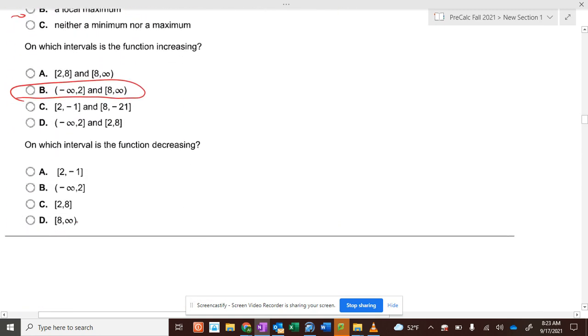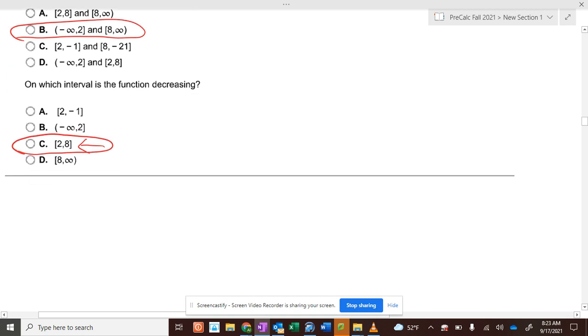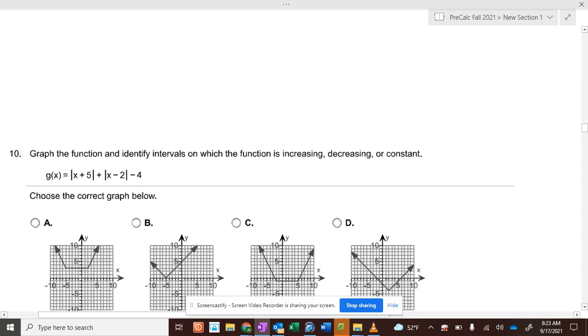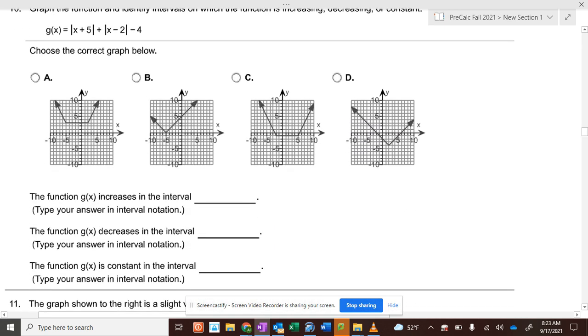No, I don't agree with that. I do not agree with that, but that's the answer we have to go with. You know why I don't agree with that? Because it's brackets instead of parentheses. Should be parentheses in my book.